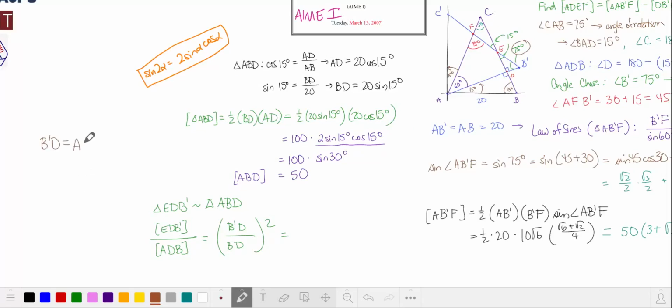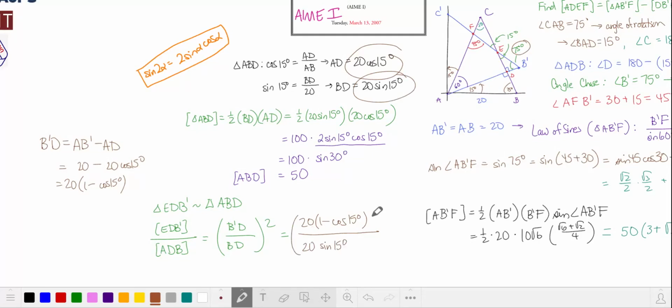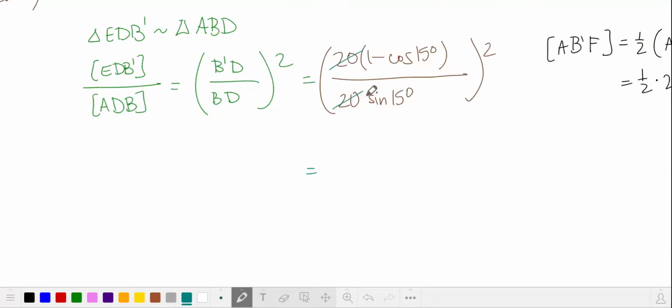We'll do that by taking the distance from A to B prime and subtracting the distance from A to D. This was 20, and we have AD over here, 20 cosine 15 degrees, and we'll factor out the 20 and substitute it over here. In our denominator, BD is 20 sine 15 degrees, and this ratio is squared. The 20s are going to cancel, and we'll go ahead and FOIL out the numerator, and the denominator is sine squared.